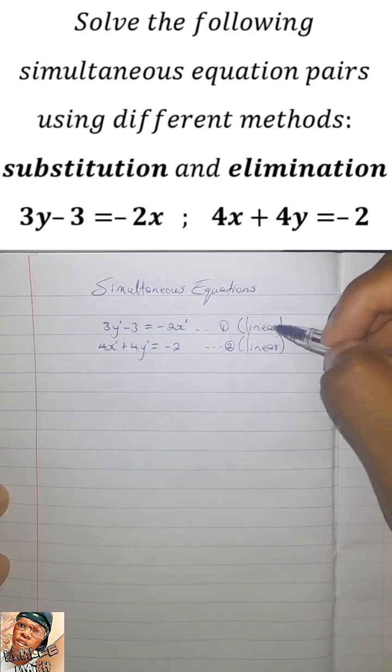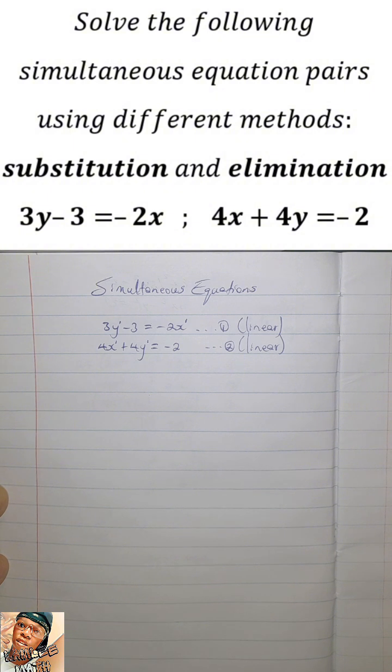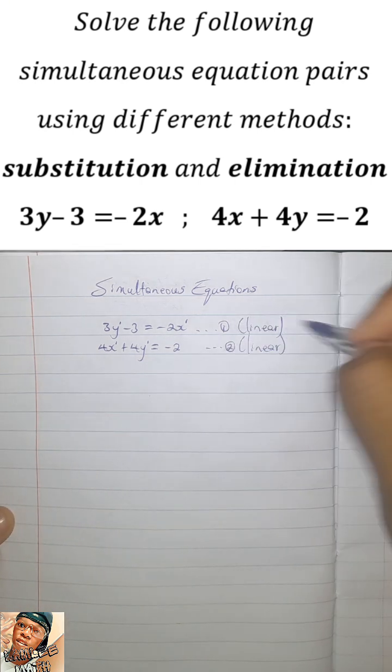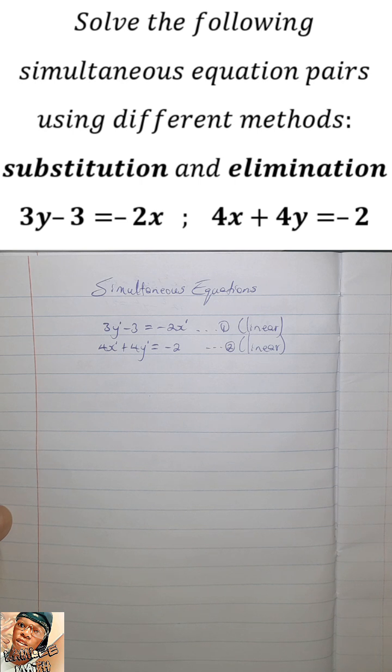So if they're both linear, that means the elimination method qualifies, right? We can apply it here. So let us get into this. I have a problem though. I don't know if you can notice it. These two equations are not arranged in a way that will be convenient for me to solve them, right? So I have to rearrange them.